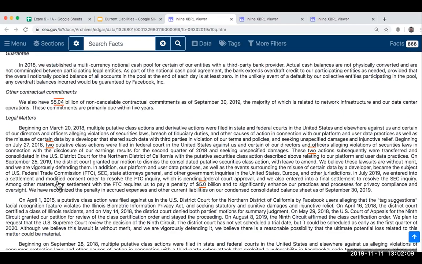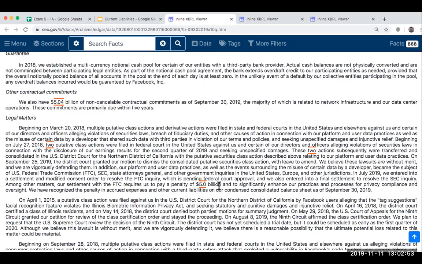So right over here, basically, among other matters, our settlement with the Federal Trade Commission requires us to pay a penalty of $5 billion and to significantly enhance our practices and processes for privacy compliance. So with a company like Facebook, if they're hit with a lawsuit and they know they're going to have to ultimately pay, that's something they have to accrue for in the financial statements. And it says we have recognized the penalty in accrued expenses and other current liabilities on our condensed balance sheet as of September 30th, 2019. So it hasn't been paid yet, but they've actually accrued for it.